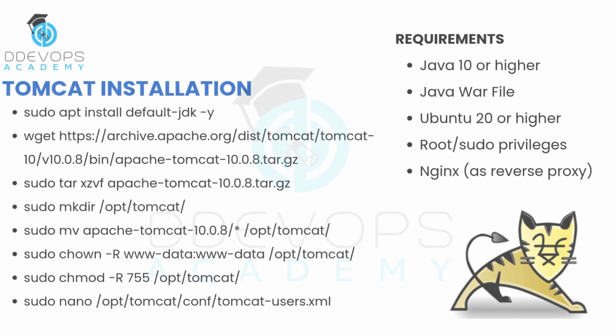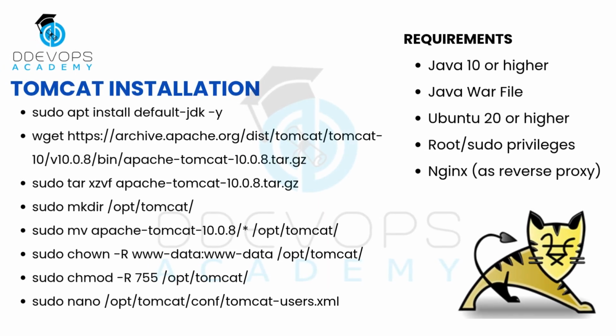Tomcat installation. You install Java and download the Apache Tomcat package from the official website. Then you extract the file, create a Tomcat directory, and move the extracted files into it. Finally, you set permissions and ownership for the Tomcat folder and edit the tomcat-users.xml file for user configuration. Requirements: Java 10 or higher, Java WAR file, Ubuntu 20 or higher, root or sudo privileges, Nginx as reverse proxy.